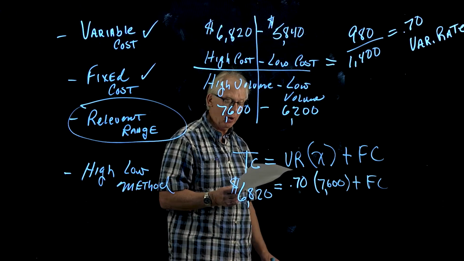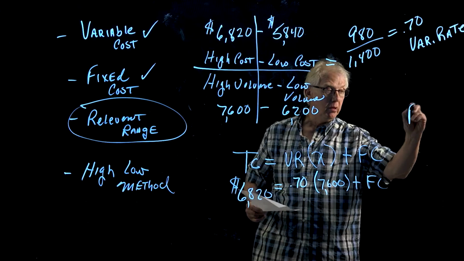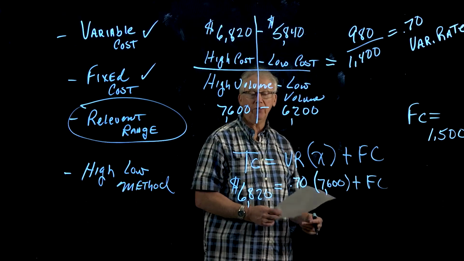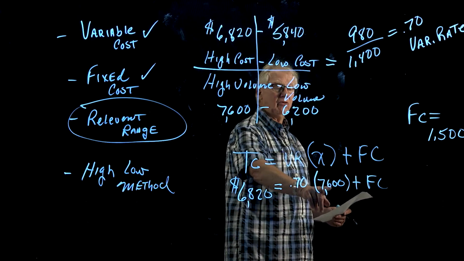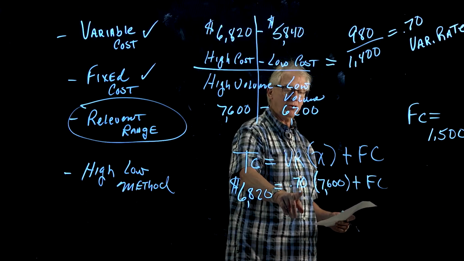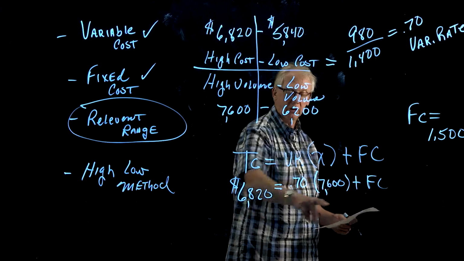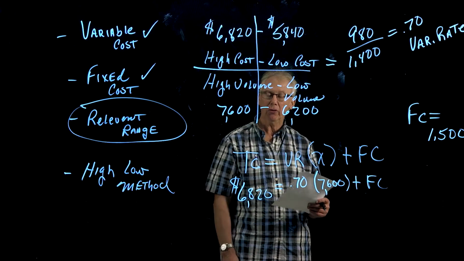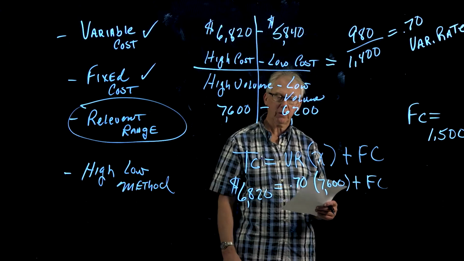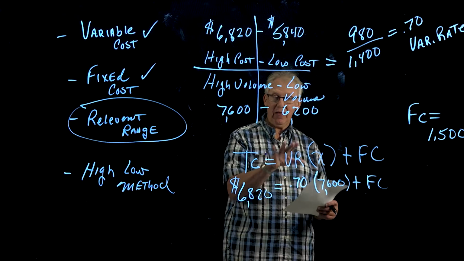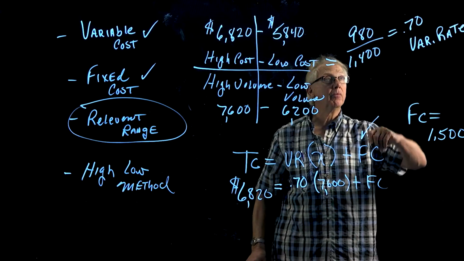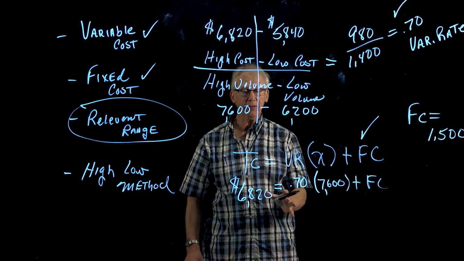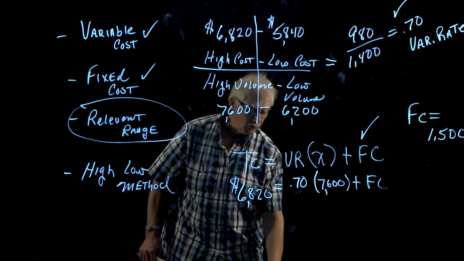Now let's solve that equation. If we solve that equation, the fixed cost should be equal to $1,500. So what this is saying is at 7,600 units, at 70 cents variable cost per unit, plus $1,500 total fixed cost, should give you $6,820 of total cost to make 7,600 units. That's what that's saying. That's solving for fixed cost and variable rate, or variable cost per unit. Now, let's say that I want a new total cost. Let's say I have a new volume.